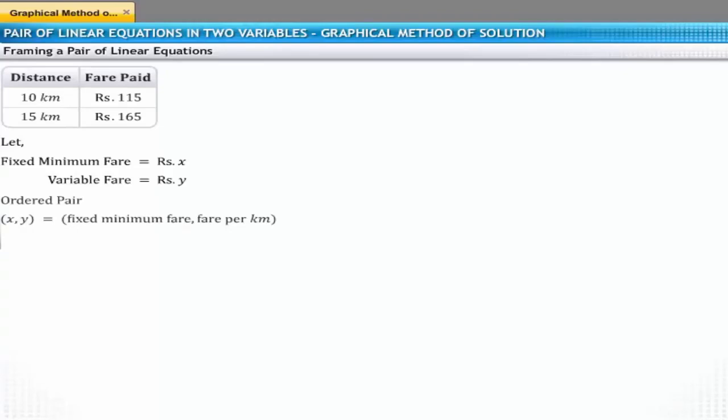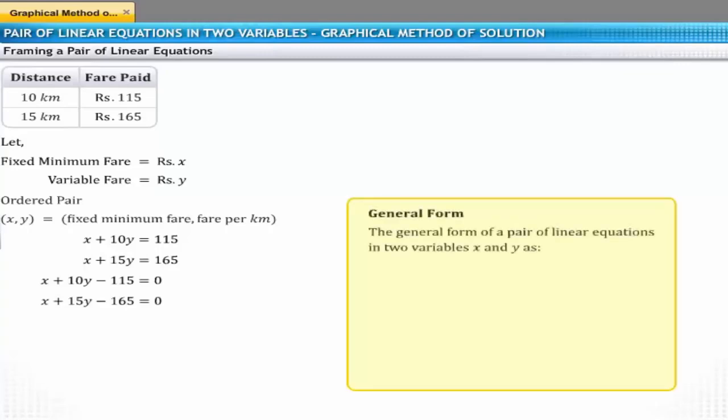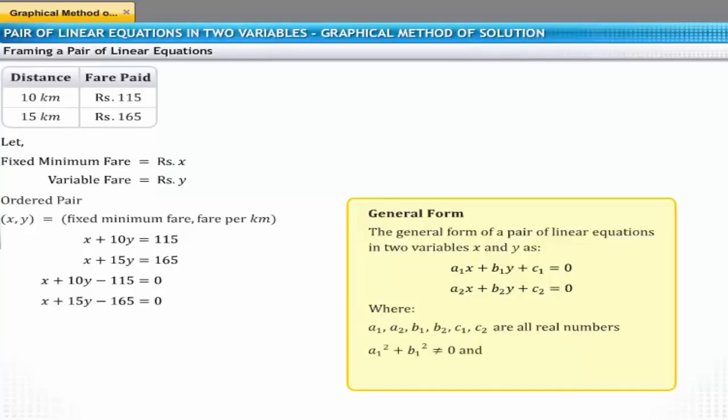Based on the given data, the first equation is x + 10y = 115. And the second equation is x + 15y = 165. These two equations can also be written as follows. Based on these equations, we can write the general form of a pair of linear equations in two variables as a1x + b1y + c1 = 0 and a2x + b2y + c2 = 0, where a1, a2, b1, b2, c1 and c2 are all real numbers, and a1² + b1² ≠ 0, and a2² + b2² ≠ 0.